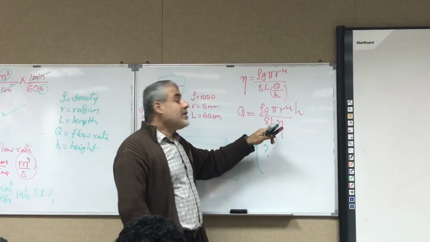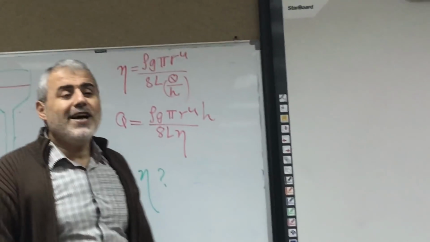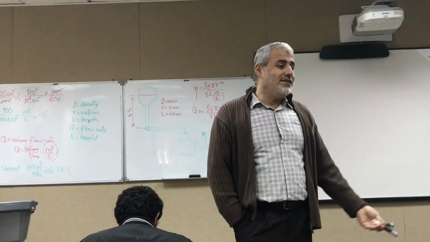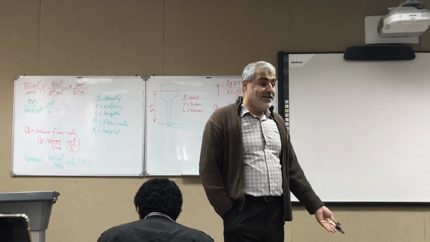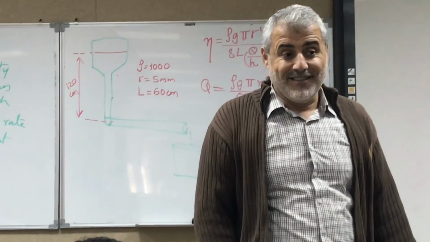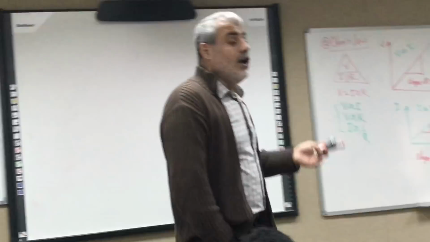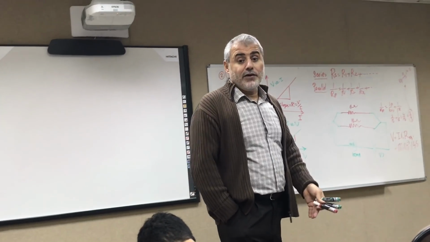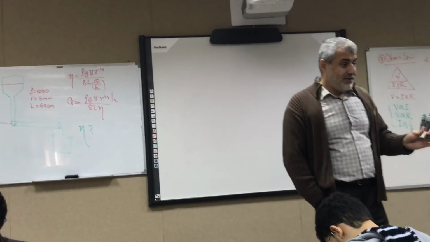You expect any one of these, I'm going to ask you about this. But mainly, we don't ask about constants. No one will ask you to find the value of g. We know that g is 10. Or no one will ask you to find the density of water. We know it's 1,000. But mainly, they will ask you for eta, which is viscosity, or Q, the flow rate, or sometimes h, which is the height. You figure it out, okay?